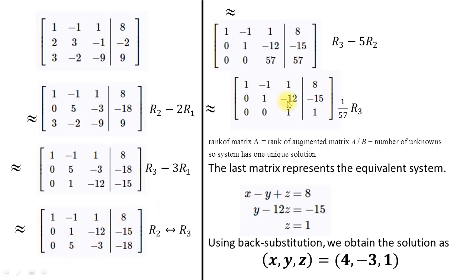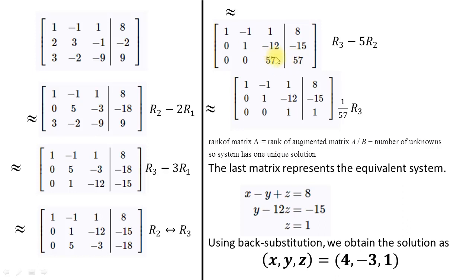Now subtract 5 times R2 from R3. Multiply R2 by 5 and then subtract the result from R3. 5 multiplied by 0 is 0, 0 minus 0 is 0, and 5 minus 5 is equal to 0. Then 5 times 12 is 60, and 3 minus 60 plus 60, we obtain 57, and similarly at the bottom we obtain 57.